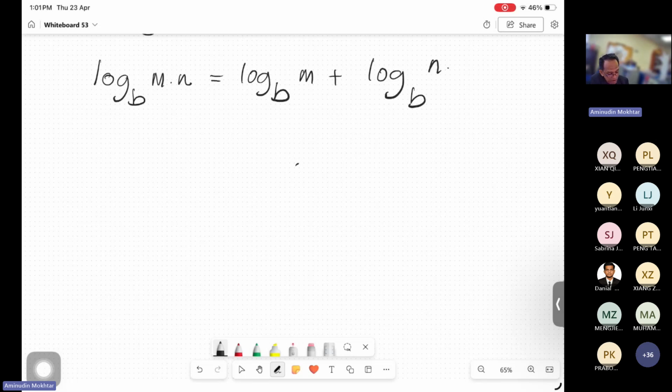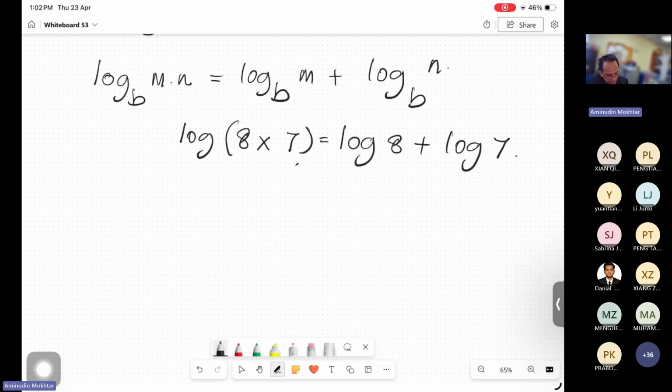Let's say, for example, log base 10 of 8 times 7. Let's say we have this log. This log can be divided into log 8 plus log 7. This is the property of the log.